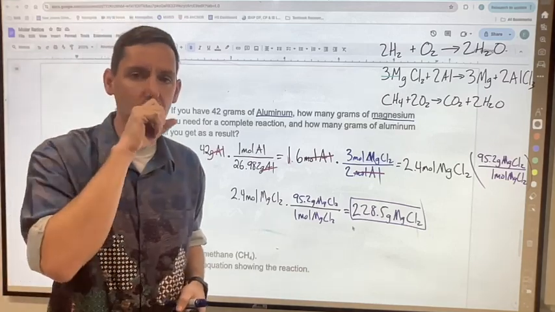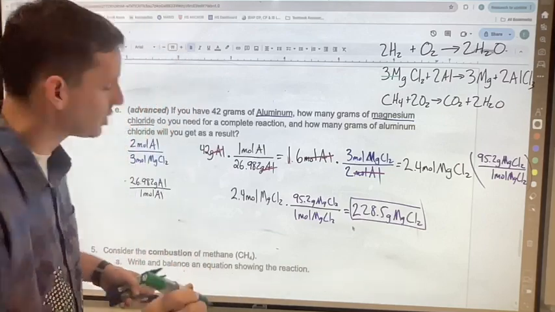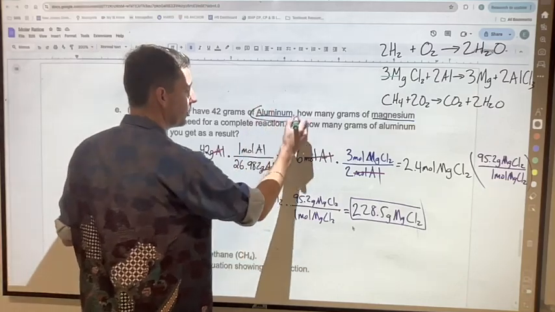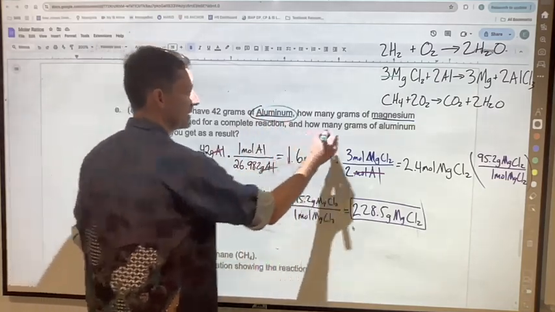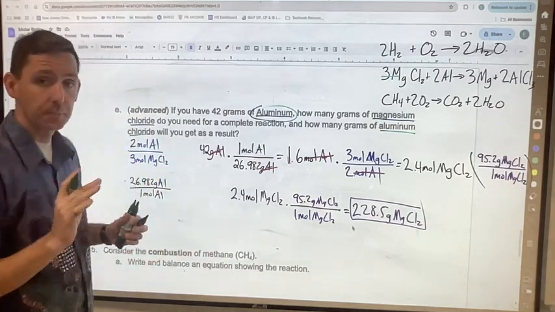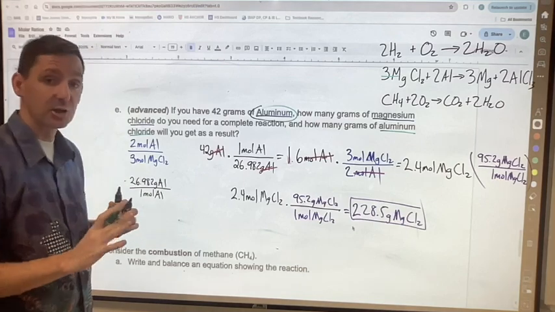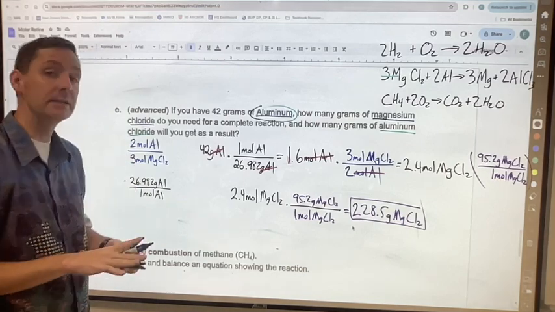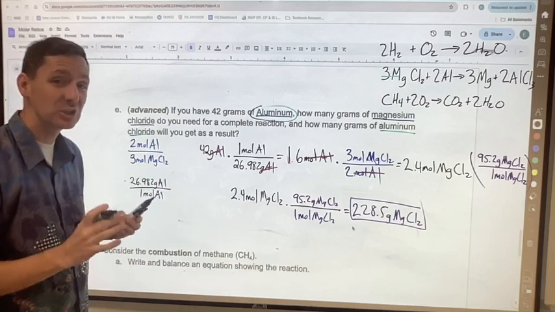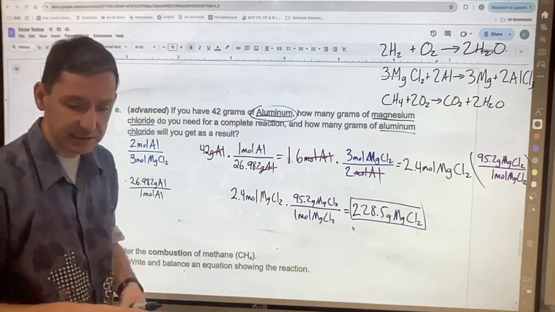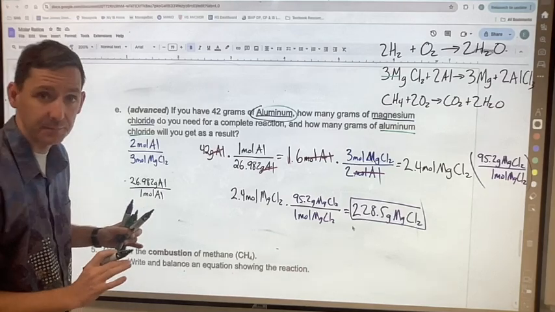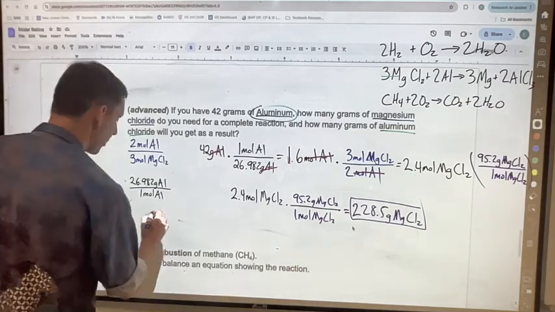So this time, it wants me to start with aluminum. I'm still starting with the aluminum, or I could do the MgCl. It doesn't matter, but I am going with aluminum. And then the question is, how many grams of aluminum chloride, okay? So, again, I'm going to go through the same process, but I'm going to do it a little bit differently. I'm going to show you how you can shorten the writing just a little bit, okay? Now, because of this, I'm actually going to use my red marker here so that it's distinguishable from what we have, all right? So I'm starting with 42 grams of aluminum.